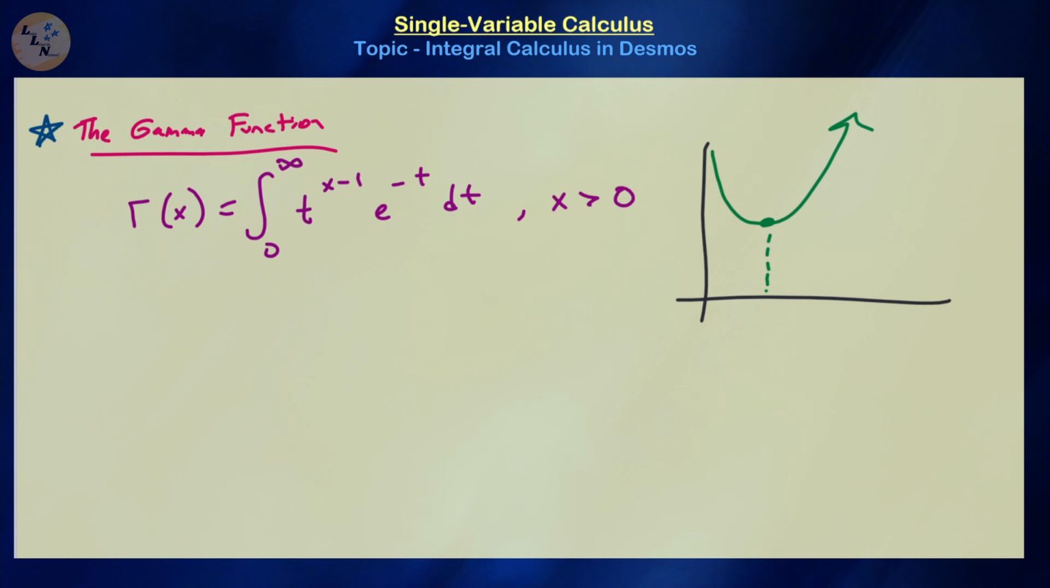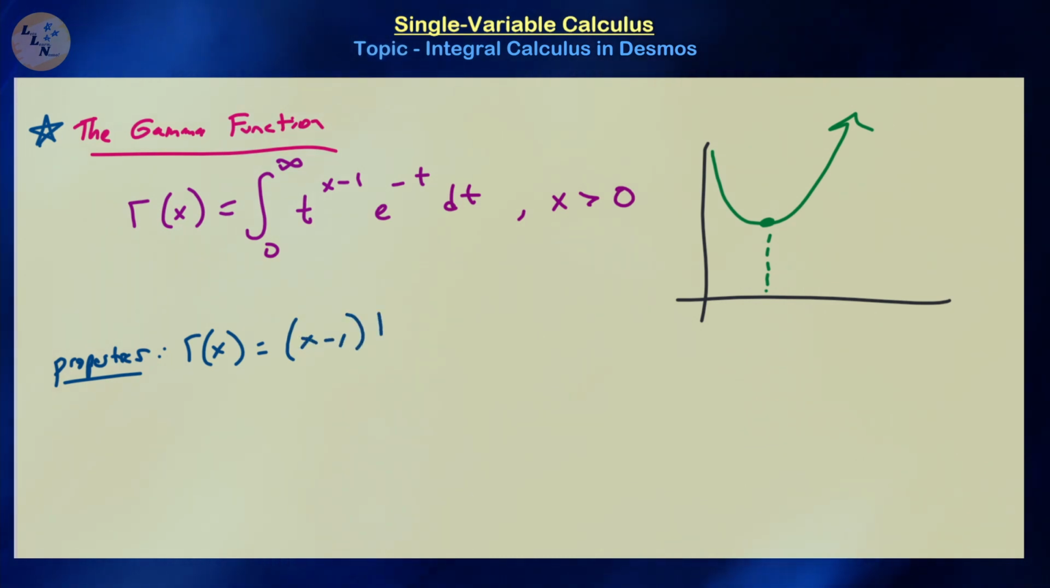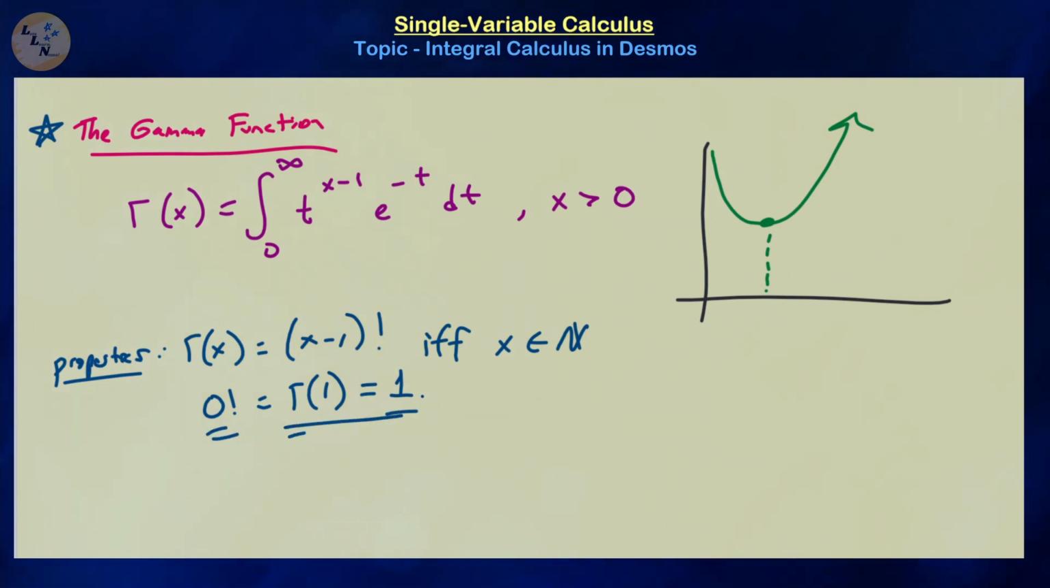So one of the properties of the gamma function that you may not know is that gamma of x is equal to x minus 1 factorial if and only if x is a natural number. For example, 1, 2, 3, 4, up to, say, infinity, and of course 0 factorial, which is the same as gamma 1, will be equal to 1 by definition. At least from the factorial, that's a definition, but that actually is true from this definition.